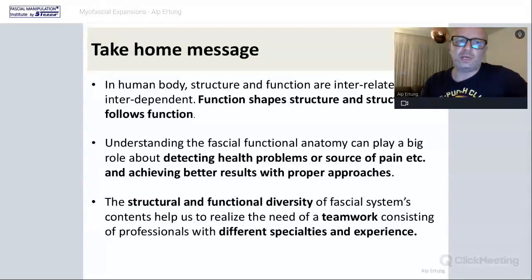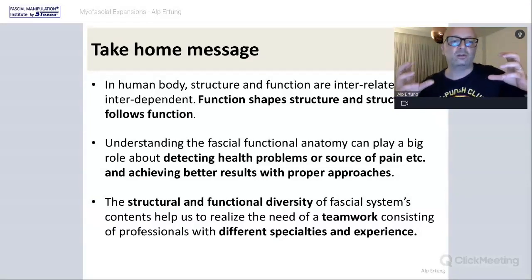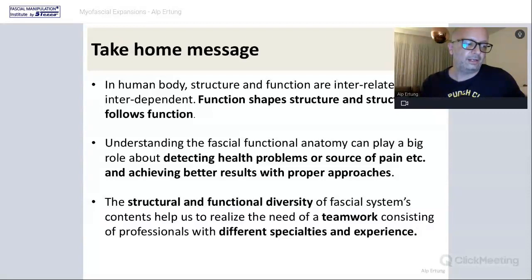In the human body, structure and function are interrelated and interdependent: function shapes structure and structure follows function. Because of that, it's important for us as fascial manipulation specialists to restore the biomechanics of the fascial system. It's another big difference between other theoretical models and the fascial manipulation theoretical model, because we have the biomechanical model and certain guidelines that we follow, and it's important for us to restore the biomechanics of the fascial system.